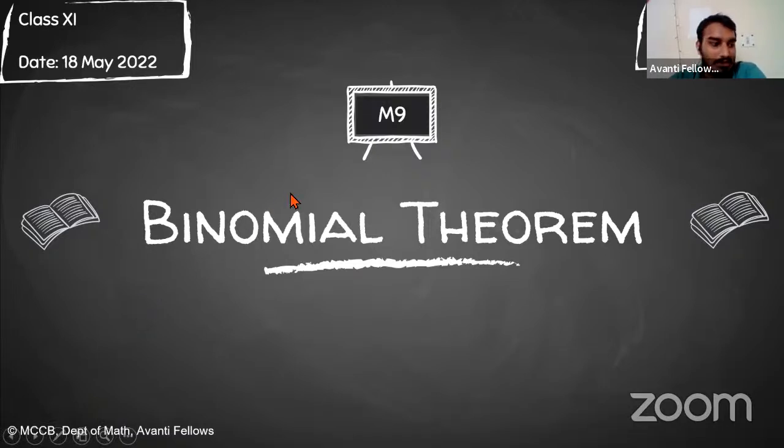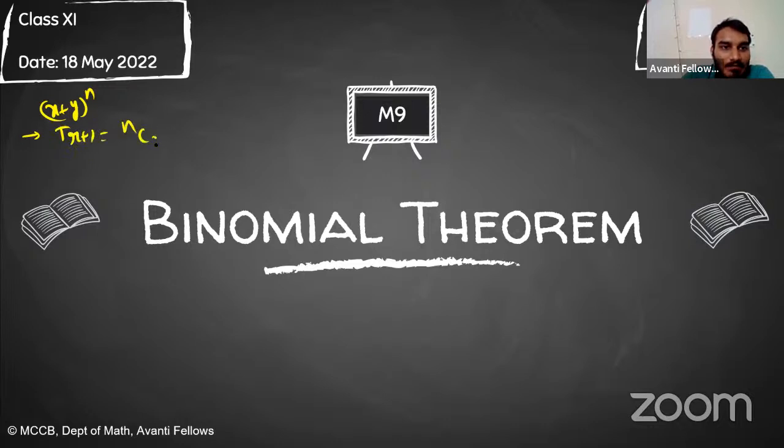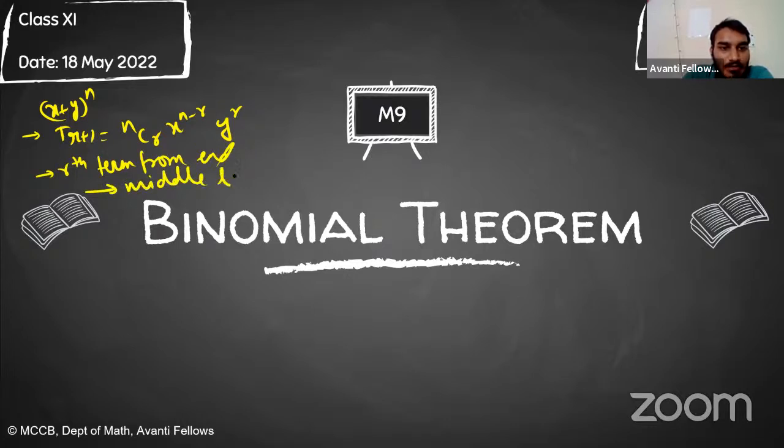Okay, so today's class, let me just recap. So far, what we have done is the expansion of x plus y raised to the power n. We have studied it. Then the general term. What is the general term? nCr, x raised to the power n minus r, y raised to the power r. Then the rth term from the end, right? And the middle term. So these concepts we have discussed so far, right?